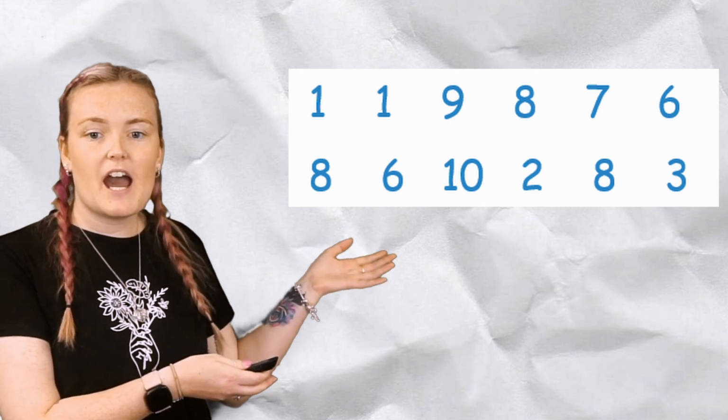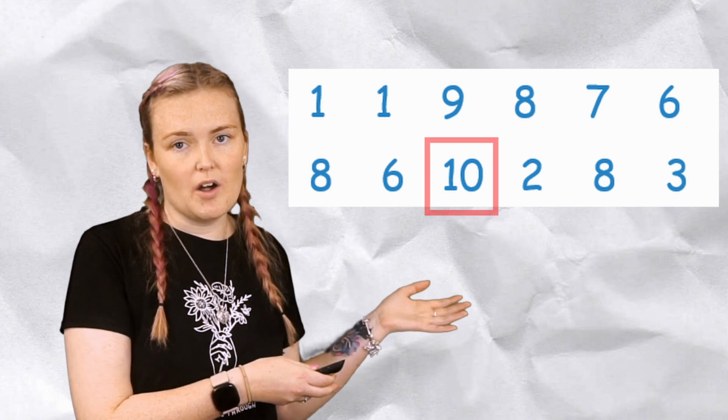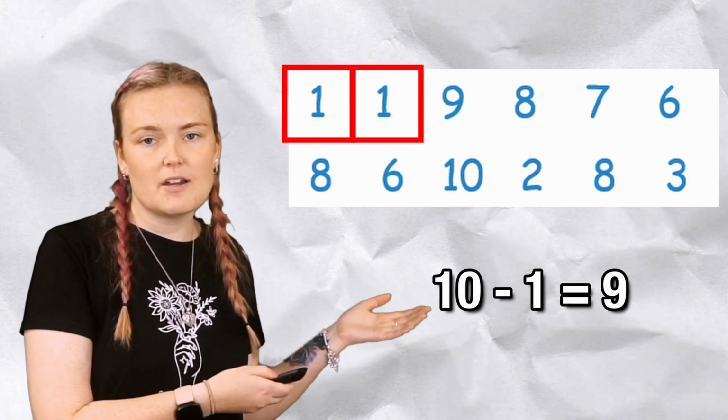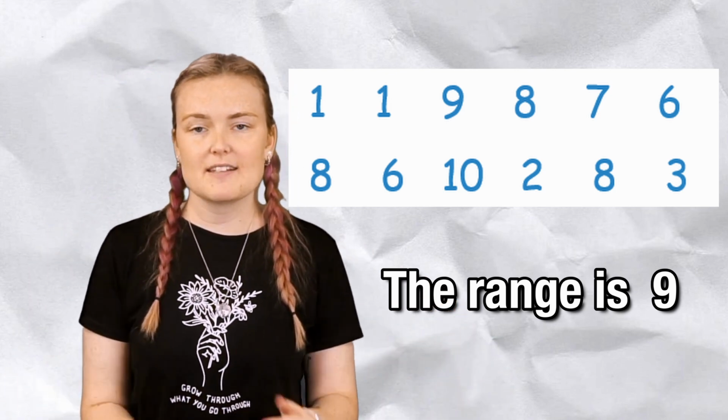So to find the range of this set of data, we look for the highest value, which is 10, and the lowest value, which is 1, and we take them away. 10 take away 1 is 9, so the range of this data is 9. That's how spread out it is. So let's look at the median now.